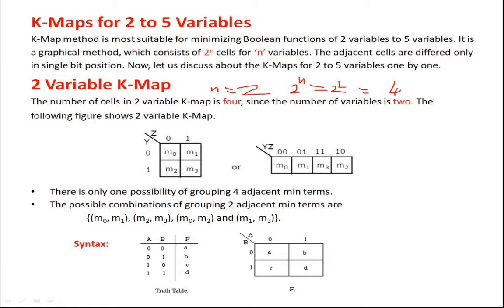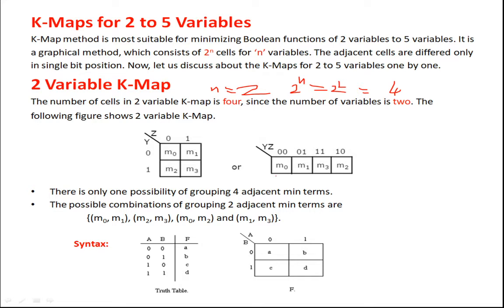So here we have two variables y and z. And on the top left corner we have 0 and 1. The value of z can be either 0 or 1 at a given point of time. The value of variable y can be either 0 or 1 at a given point of time. So m0, m1, m2, m3 are the min terms, or what we call the row terms. So row 1, row 2, row 3 and row 4.